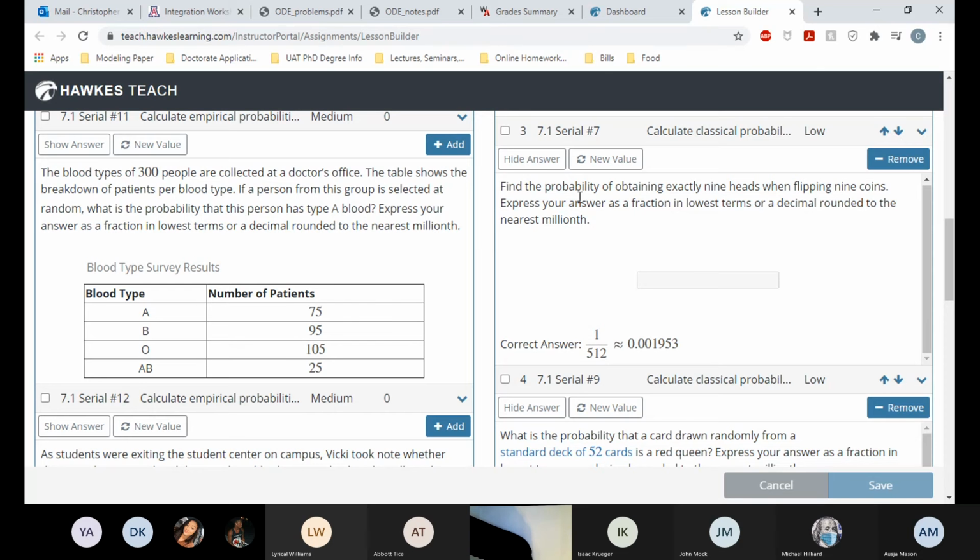Now they say find the probability of obtaining exactly 9 heads. Well, how many ways are there going to be to get 9 heads when flipping 9 coins? There's only going to be one way, right? There's not multiple ways to get 9 heads. Every single coin has to land on heads. So there's only one way to make that happen. So that's why our probability fraction is 1 over 512, which any fraction with a 1 in the numerator is completely simplified. So you can feel safe plugging this in as the answer.